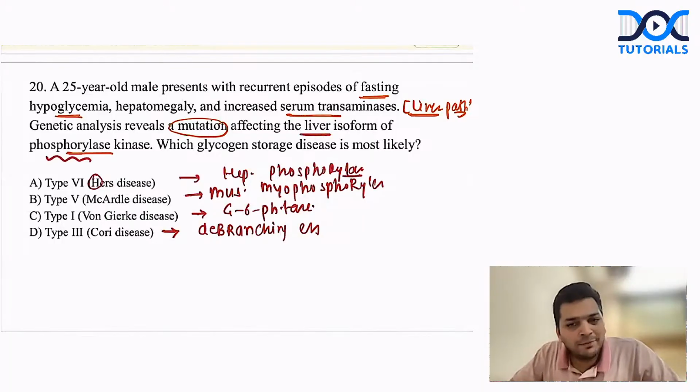Now, instead of hepatic phosphorylase, they have written the word liver phosphorylase, right? That is the same thing. And that is basically a defect of type 6, that is Hers disease, where the liver is not able to consume the glycogen at all. It's not able to cut, and the glycogen itself is going to accumulate.